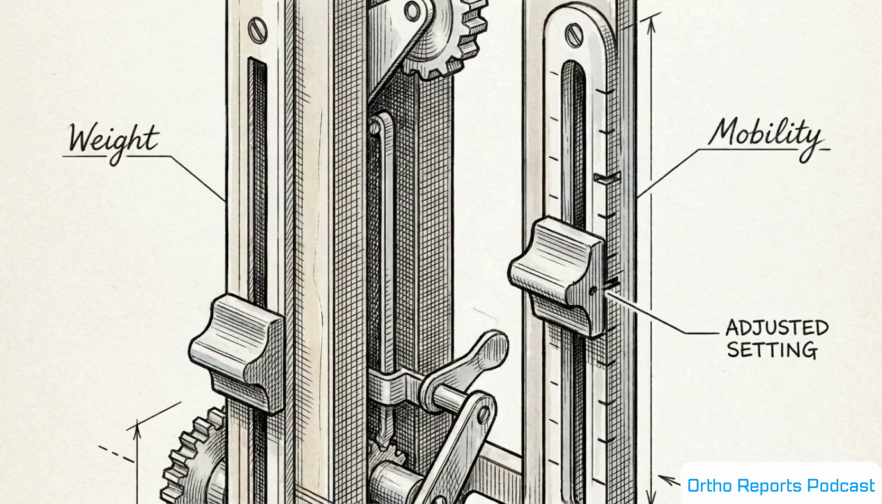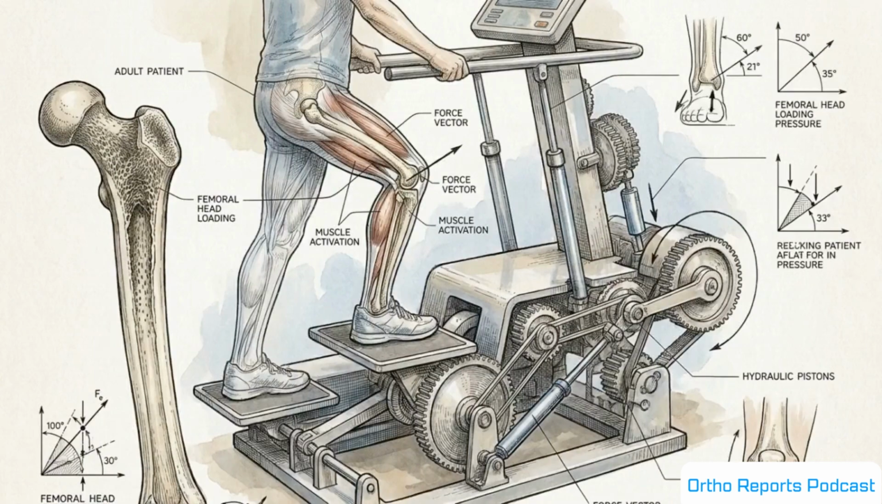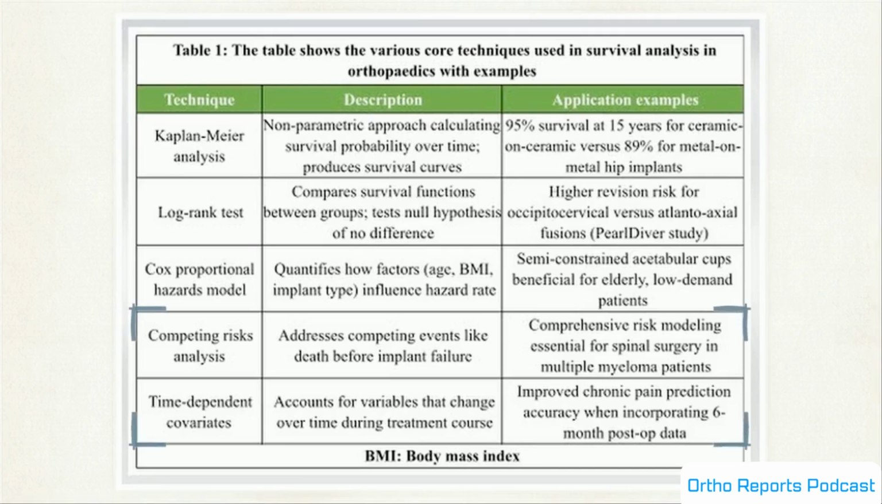To manage the reality of a patient's evolving health, biostatisticians use time-dependent covariates. This allows them to update variables mid-study, adjusting for things like a patient's fluctuating weight-bearing capacity in the months following a fracture repair. This table outlines how these specific methodologies are deployed to address complex scenarios across trauma, joint, and oncological orthopedics.